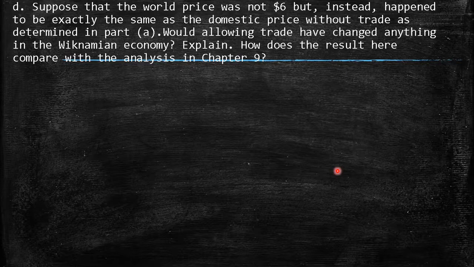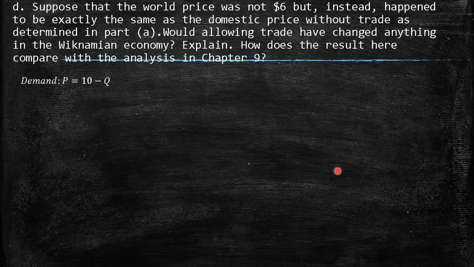Then D: suppose that the world price was not 6, but instead happened to be exactly the same as the domestic price without trade as determined in part A, which should be 7. Would allowing trade have changed anything? Explain how the result compares with the analysis in chapter 9. So here we analyze that in that way.